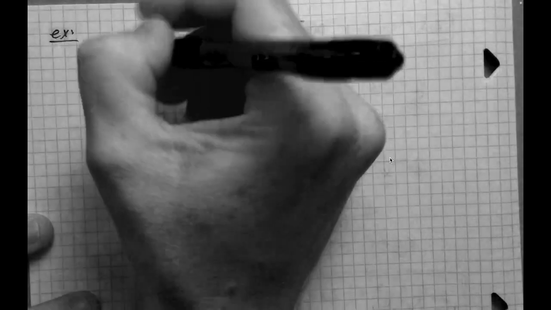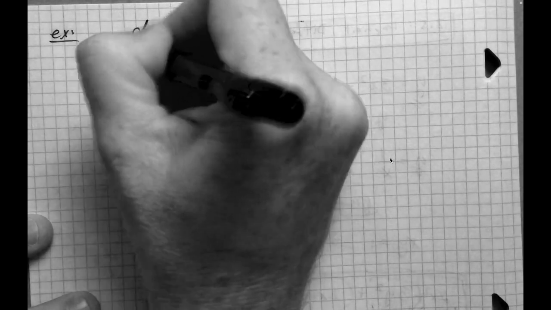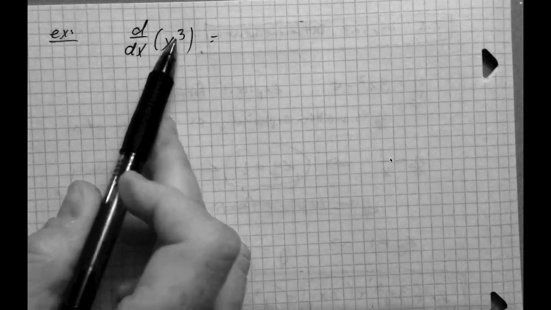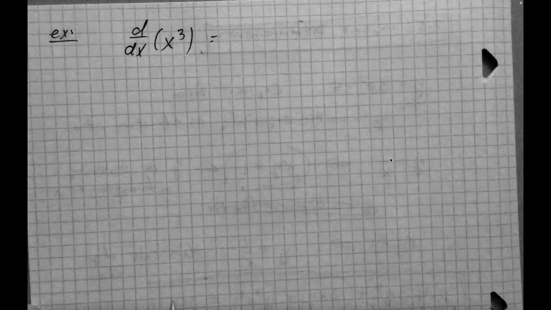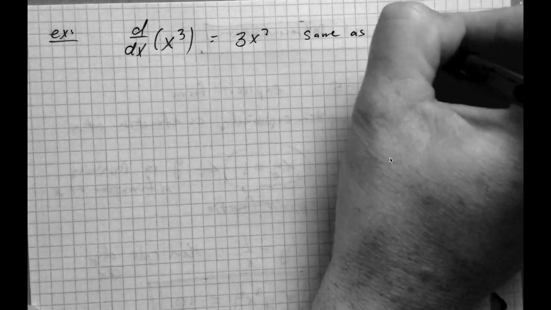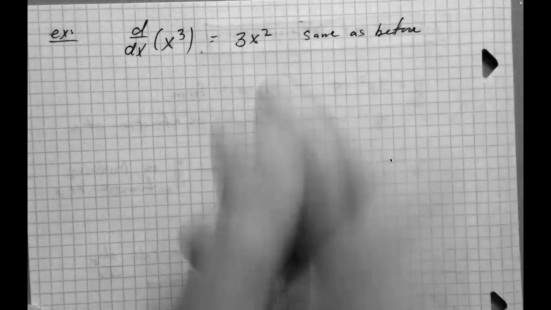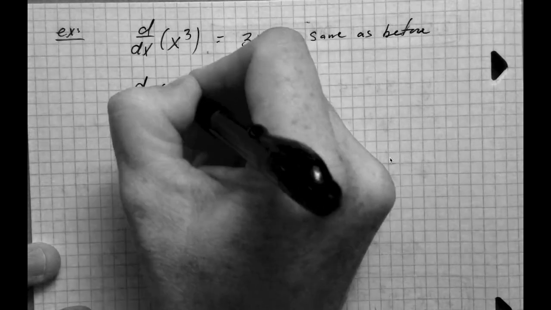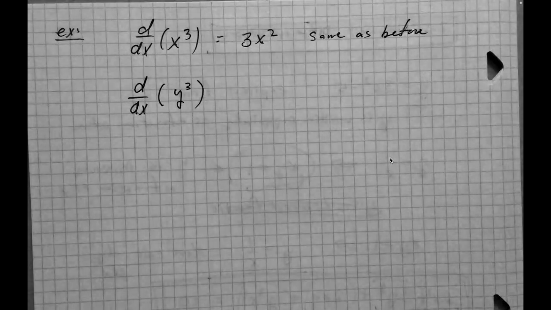Okay, let's walk through here. We're used to this kind of thing, right? Find the derivative of x cubed. We're differentiating with respect to x, and the expression we're differentiating only contains x. So this is straightforward, same as before. But what happens if we differentiate with respect to x something like this?